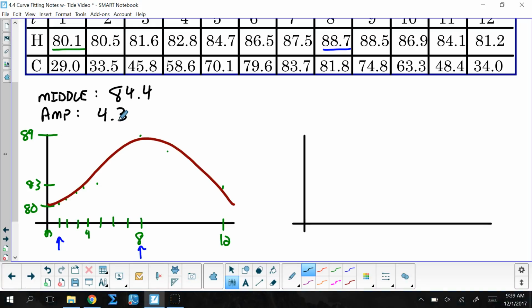We said our period was 12. So that's 2 pi over B equals 12. So B then is going to equal pi over 6. Yes? Yes, ma'am. We get 12 because it's the whole year. Okay.